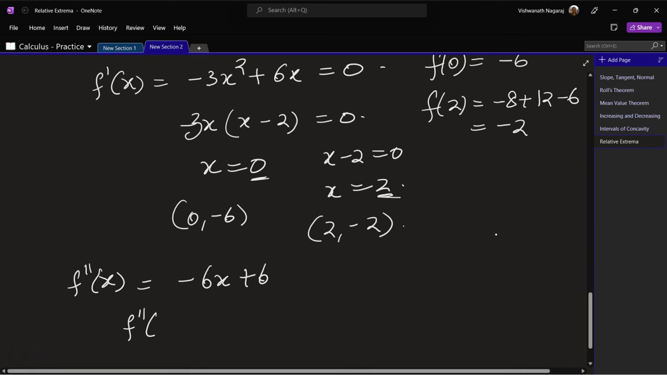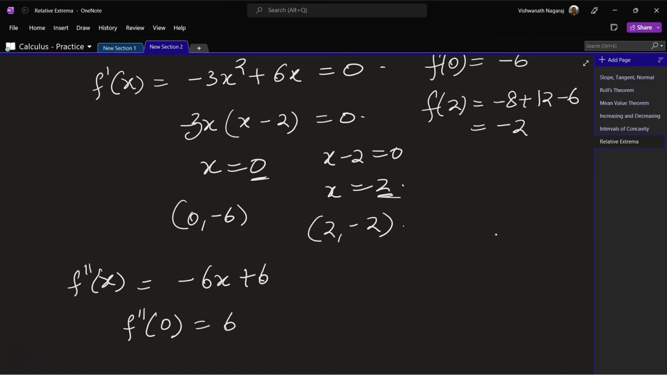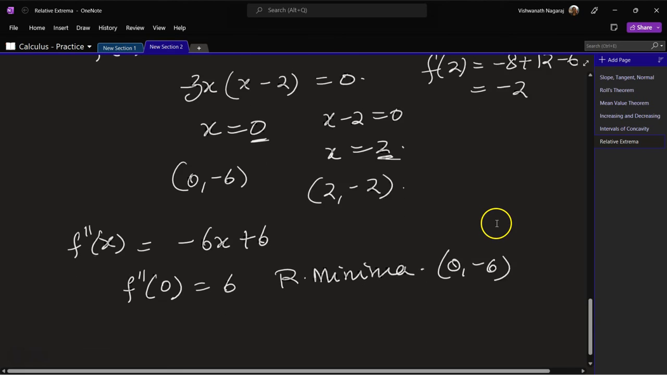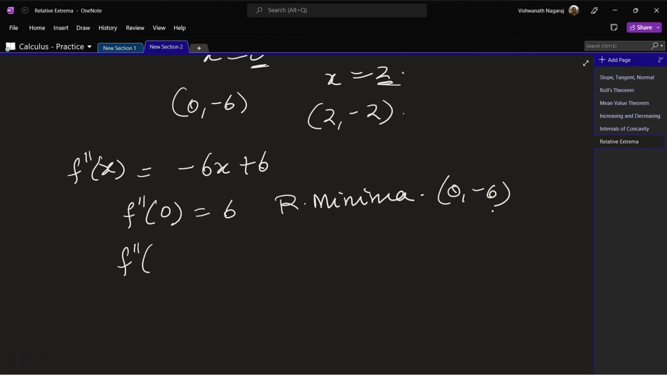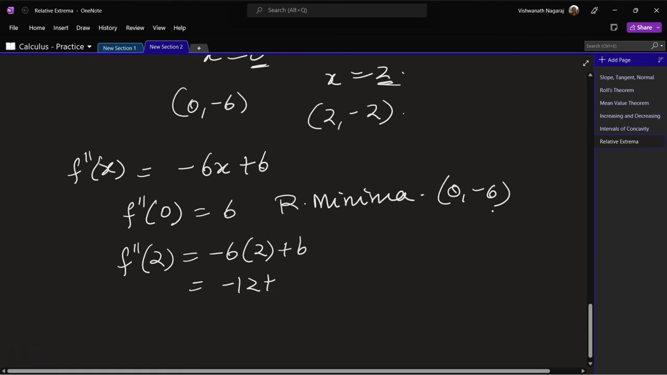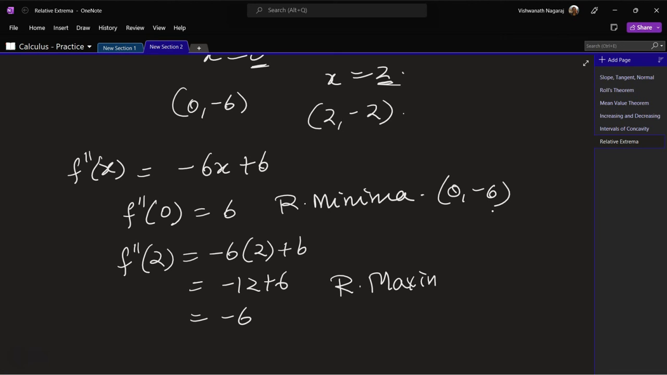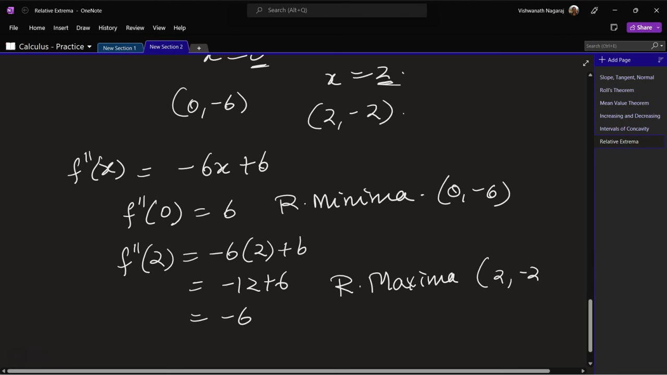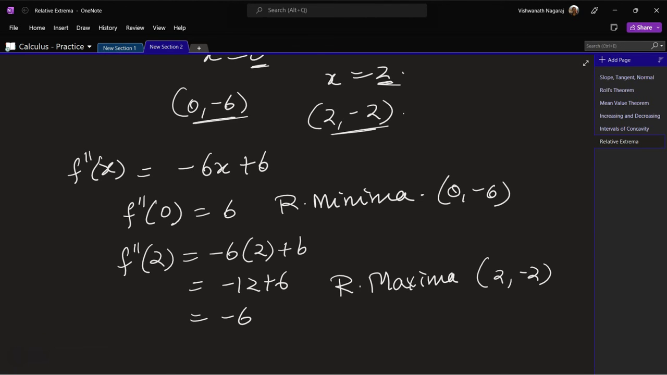So what we do is we substitute these values. So f double prime of 0 is equal to 6, which is positive, right? So that means this is going to be a relative minima, that is 0 comma minus 6. And f double prime of 2 is going to be minus 6 times 2 plus 6, which gives us minus 12 plus 6, which is minus 6. Since this is negative, this is going to be a relative maxima at 2 comma minus 2. Okay, so this is relative maxima, this is relative minimum.